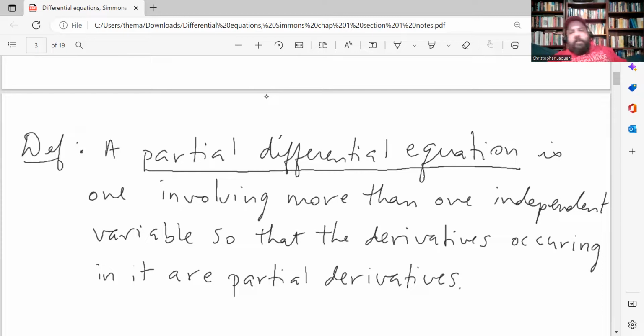He does have a section on Fourier series and partial differential equations in here, so I'll go through that, but I'm going to do a whole class on partial differential equations later on.